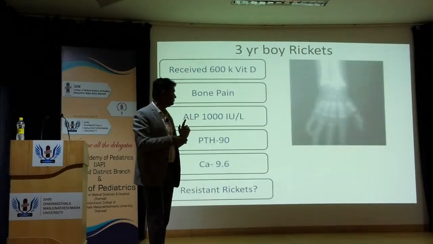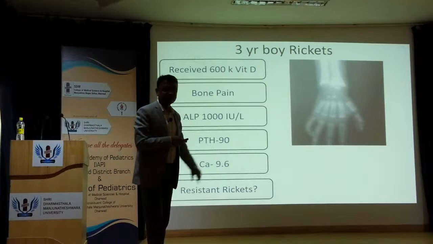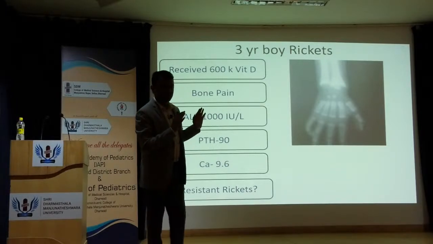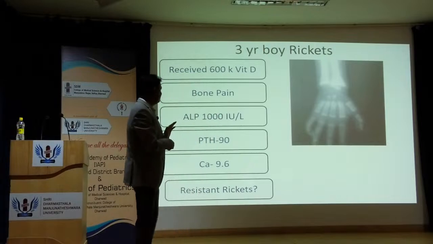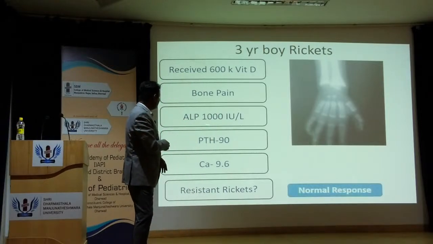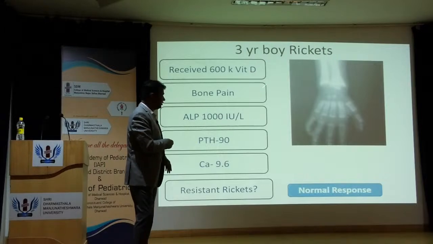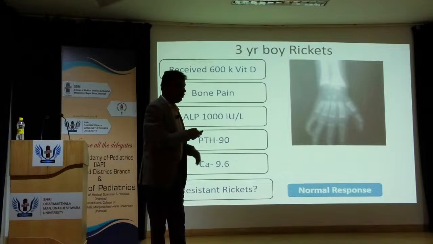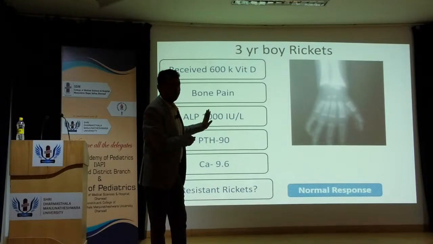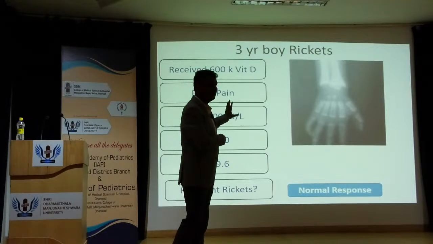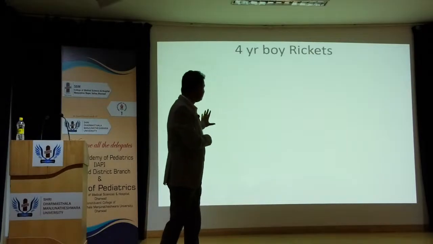This X-ray helps. What is this? Zone of calcification. So this is not resistant rickets. It is a normal response. The rise in ALP, even after 6 weeks of therapy, is a normal response to the treatment in rickets. What is reassuring is this zone of calcification. We don't have to apply the resistant rickets approach here. This is not resistant rickets.